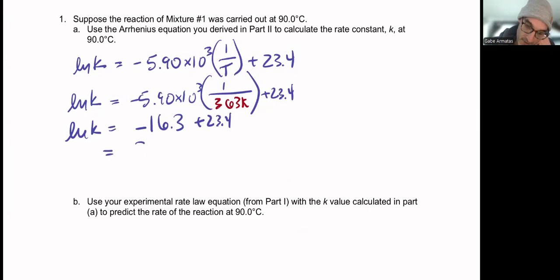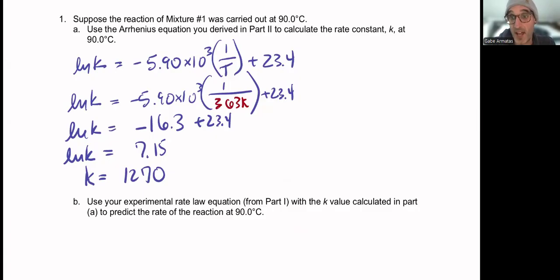Then we have 7.15 is equal to natural log of K when we do that math. And then finally, K is equal to 1270. And now we have to decide what the units are. So what are the units for this? Because it's a value of K.